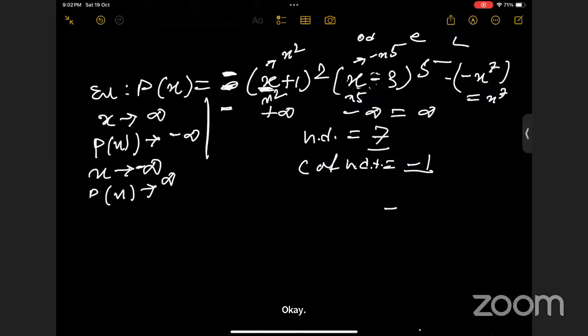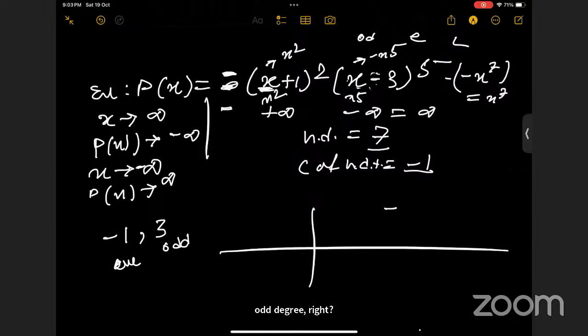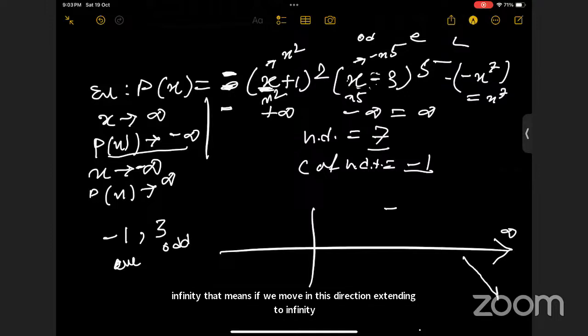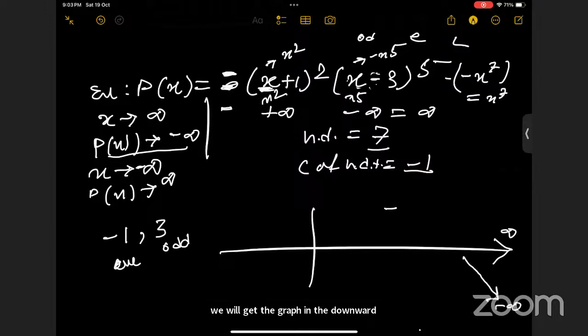So again, what are the x-intercepts? The first x-intercept is -1 with the even degree, and the second intercept is 3, with the odd degree, right? So how will the graph be? If x is tending to infinity, then P(x) is tending to -infinity. That means if we move in this direction, we will get the graph in the downward direction, tending to -infinity. Is it clear?